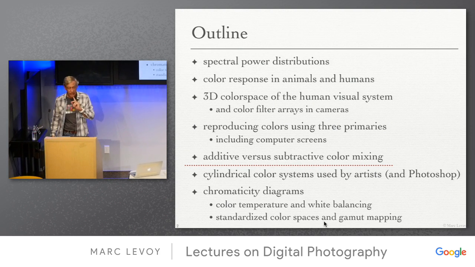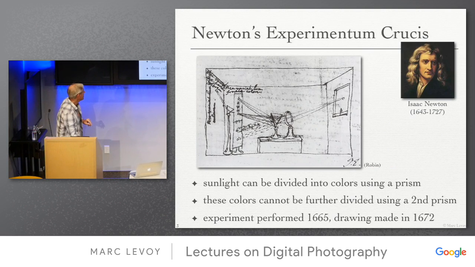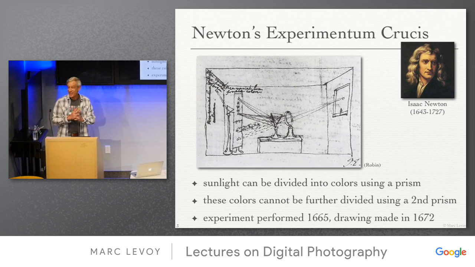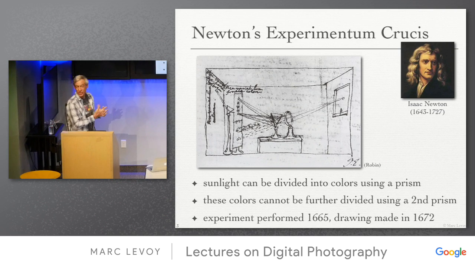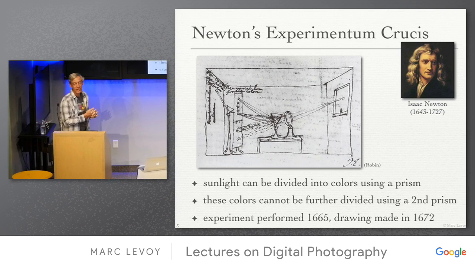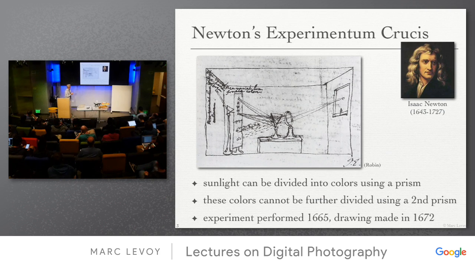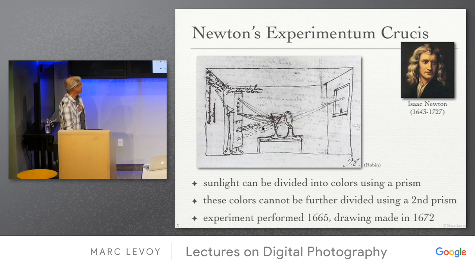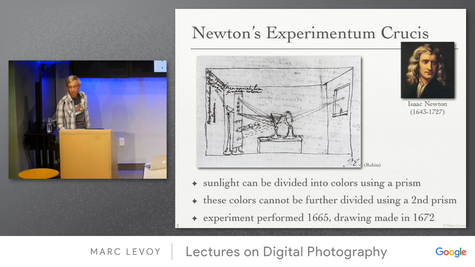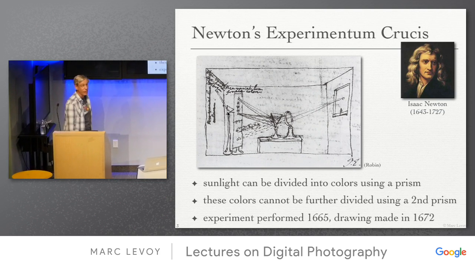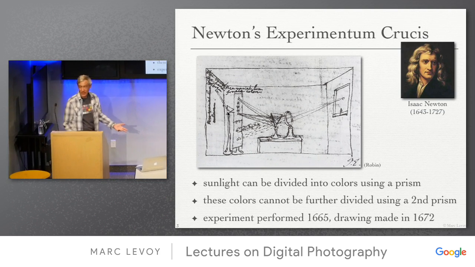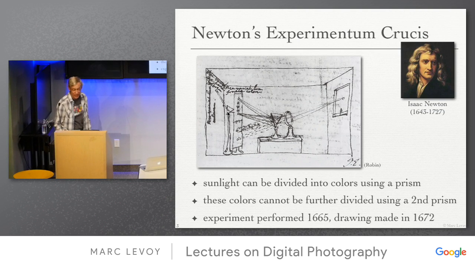We'll finish on Wednesday. Okay, so start with a famous scientist, as I often do. We'll start with Newton. And so here is his experimentum crucis, where he divided sunlight into colors using a prism, and then selected out one color and put it through another prism and showed that it could not be further subdivided, that there was something fundamental about what was happening in that first prism.